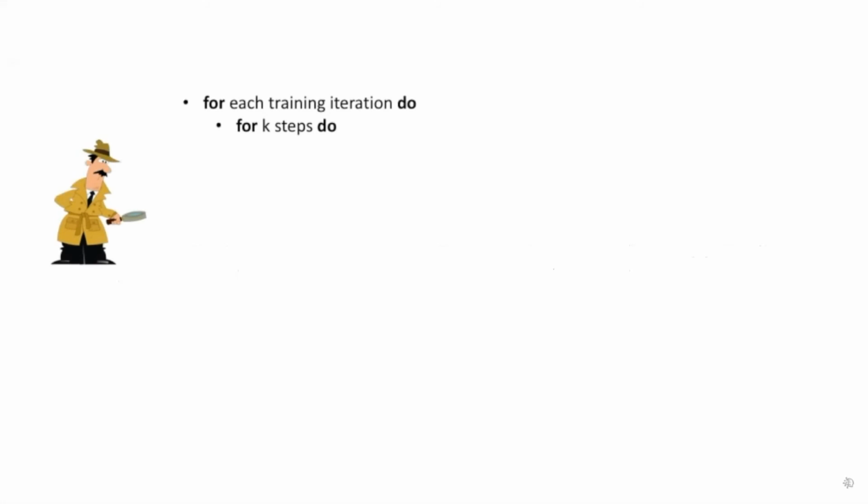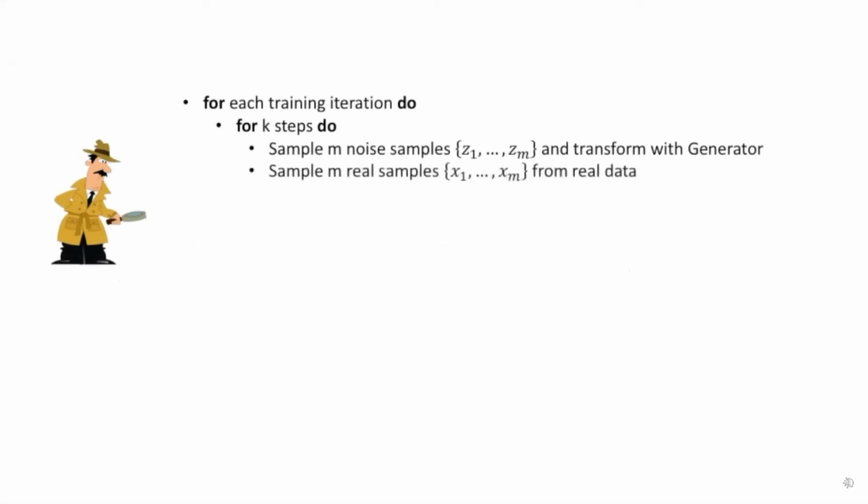In any case, for each discriminator loop, we start by pulling m noise samples and using the generator to transform the noise into m fake data samples. Next, we sample m real data samples.